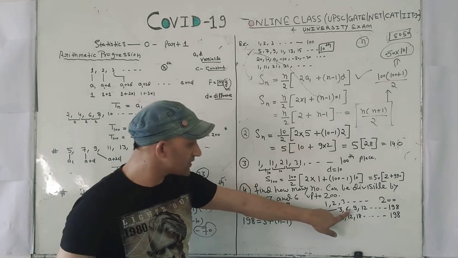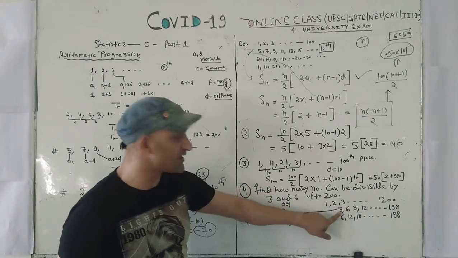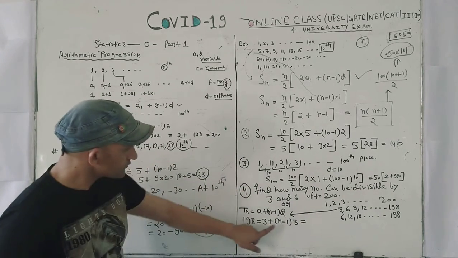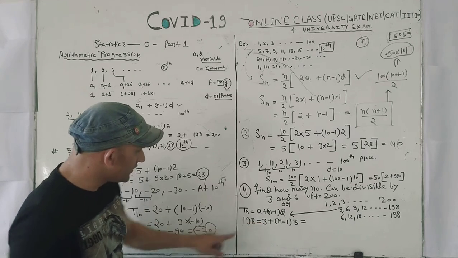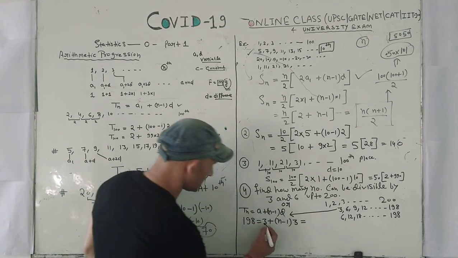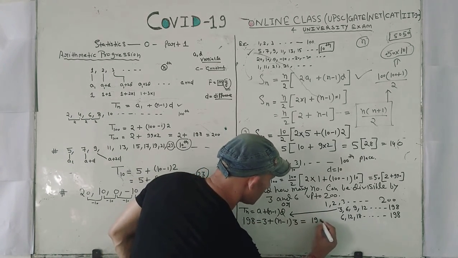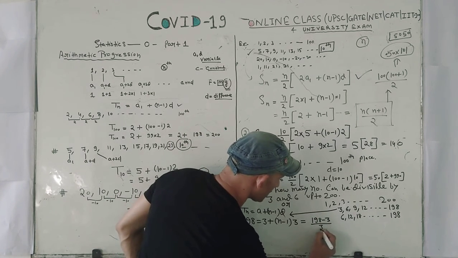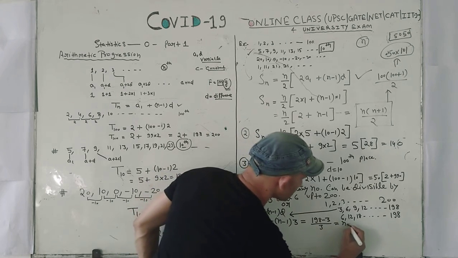3 plus 3 is equal to 6. 6 plus 3 is equal to 9. So there is a common difference. 6 minus 3 is equal to 3. So this is 3. If you calculate it, 198 minus 3 upon 3 is equal to n minus 1.